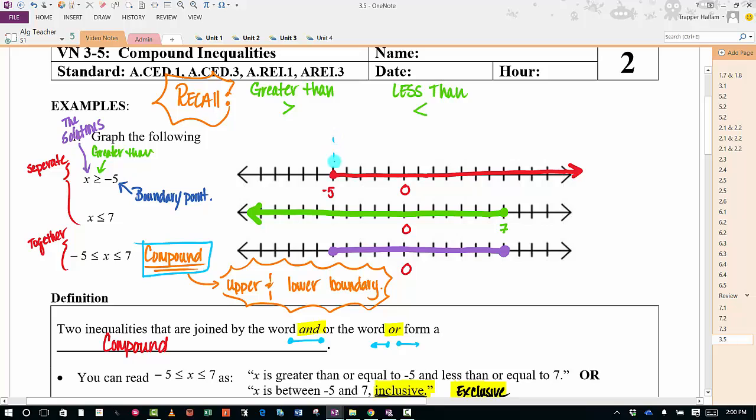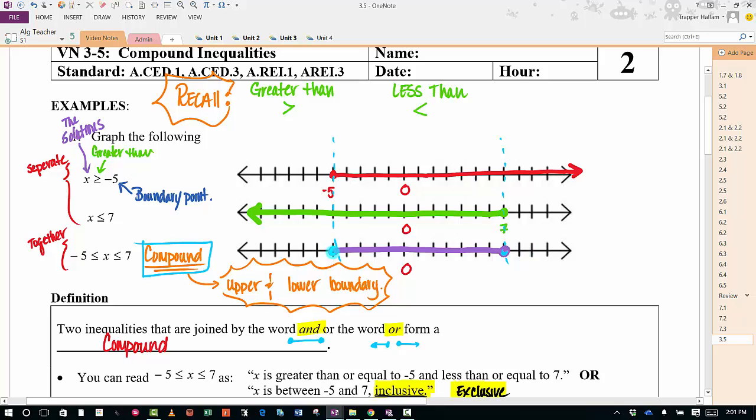So if you look here really closely and we chop off the green one, because that now has a lower boundary of -5 since we're combining the two, -5 is our low boundary and 7 is our high boundary. We chop off the top end. What we end up with is a segment that runs from -5 to 7. That's what a compound inequality is.